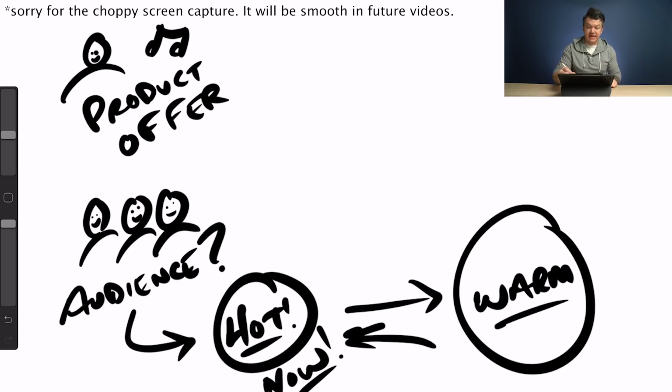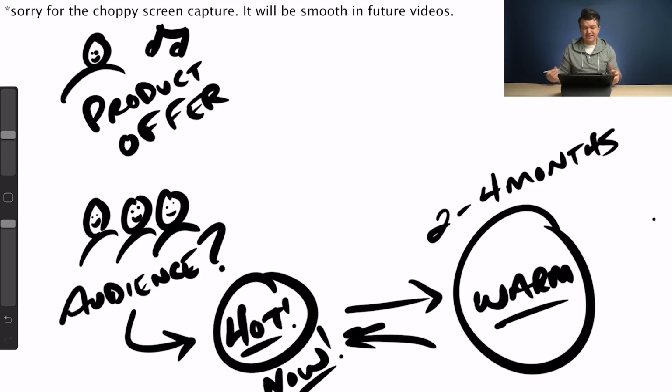So the warm lead here, we're talking anywhere from 2 to 4 months on average. Honestly, it's more like 60 to 90 days, 30 days at some point, but 2 to 4 months is kind of what I typically look at as saying, okay, that's warm enough. Now, that's a huge pool of people compared to the hot leads.